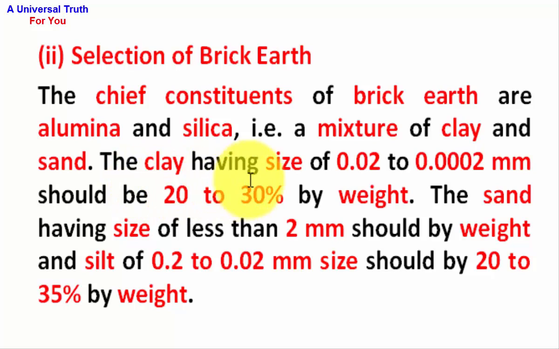The clay having a size of 0.02 to 0.0002 mm should be 20 to 30% by weight. The sand having a size of less than 2 mm should be in proportion by weight, and silt of 0.2 to 0.02 mm size should be 20 to 35% by weight.